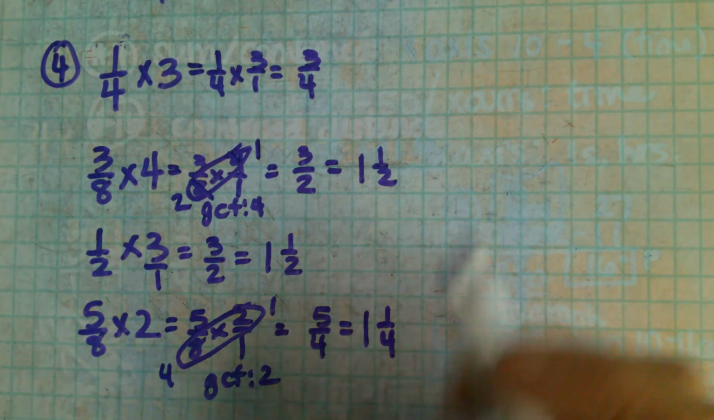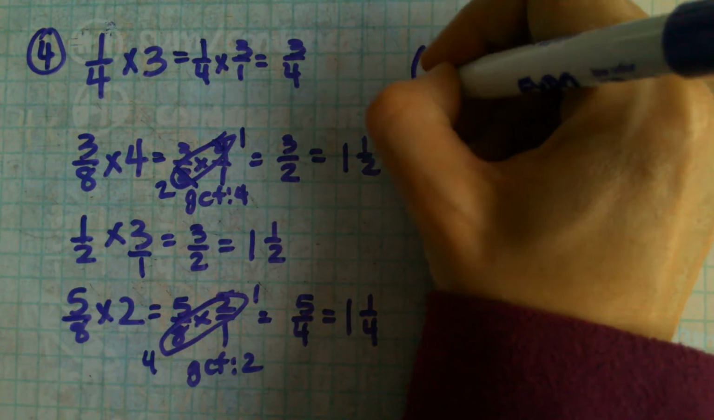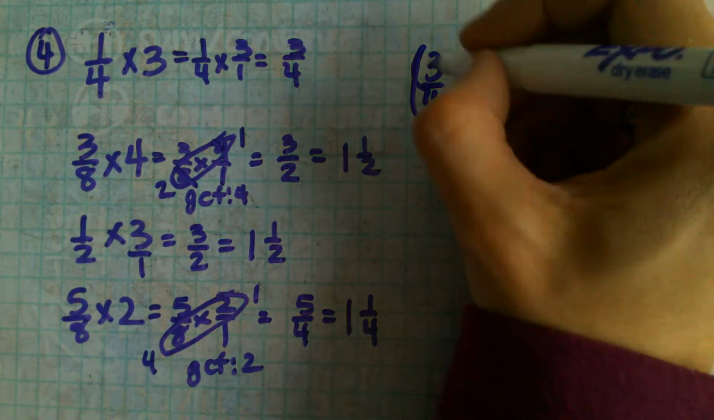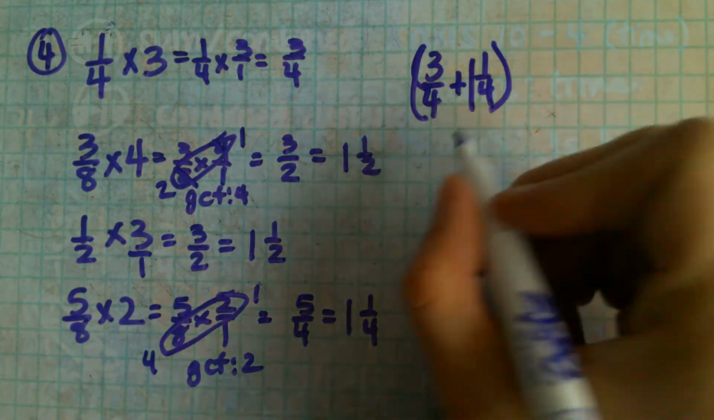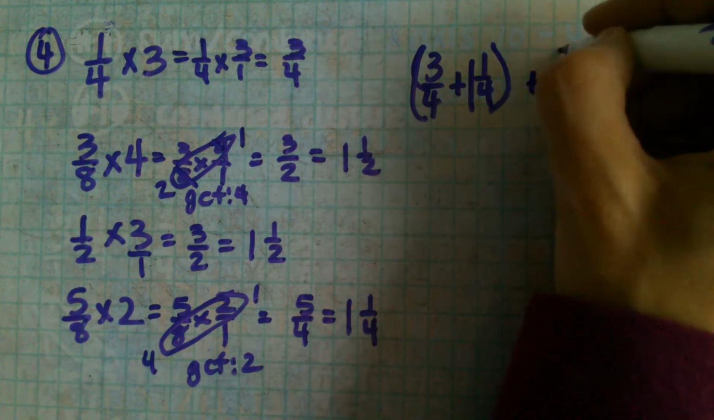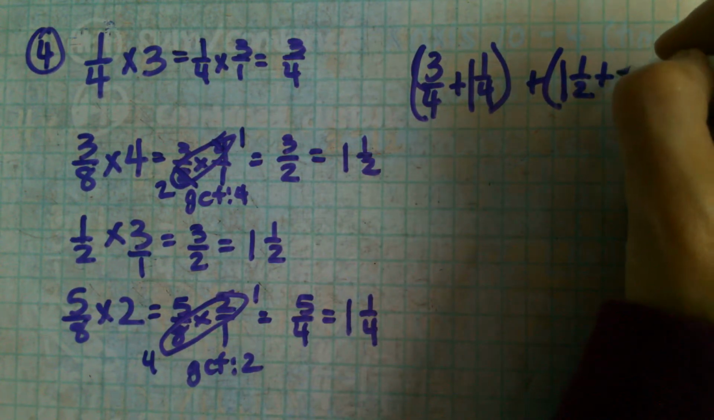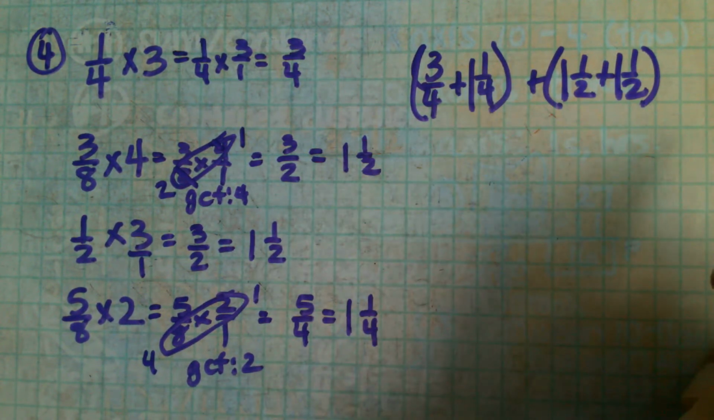Now we're going to add up all of our products together. So I have 3/4, and I'm actually going to do the associative property. So I have 3/4 plus 1 1/4. And this is a little commutative property, right? I'm going to group these together, add them up, and then I'm going to add up my 1 1/2 plus my other 1 1/2, right? Combining my like denominators together.